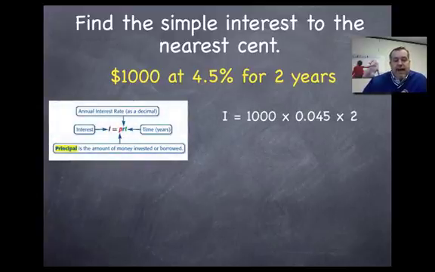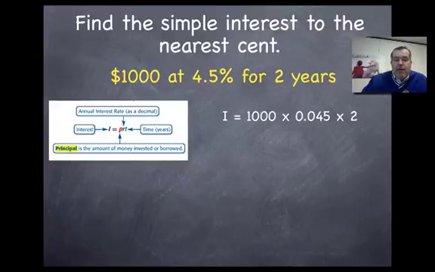Well, let's take a look at our little formula for figuring out simple interest. We've got our I equals P times R times T. I being the interest, P being the principal, R being the rate, and remember you write that as a decimal, and T being the time, which is years.